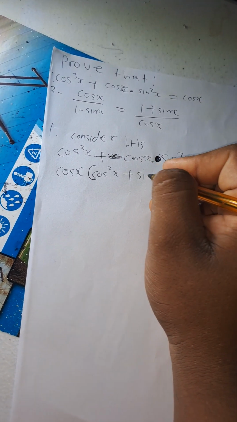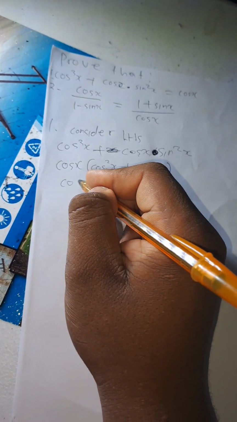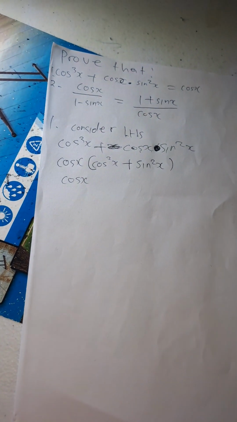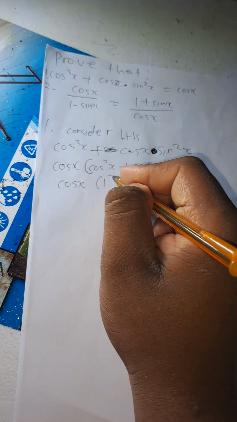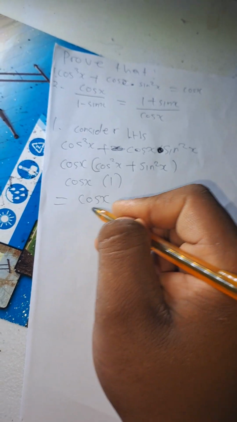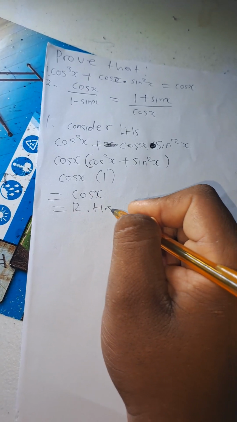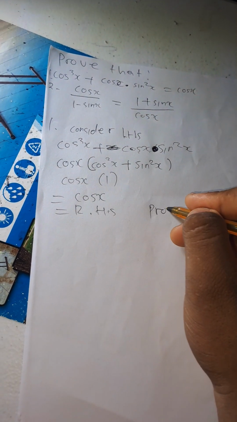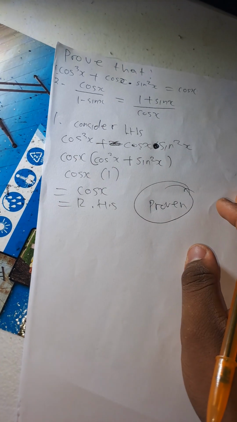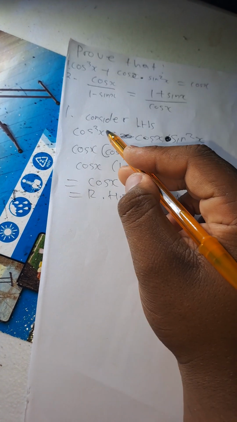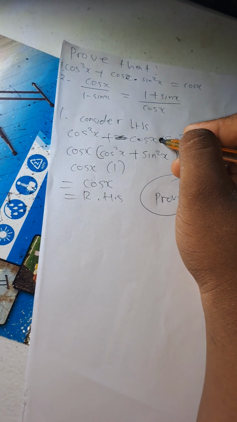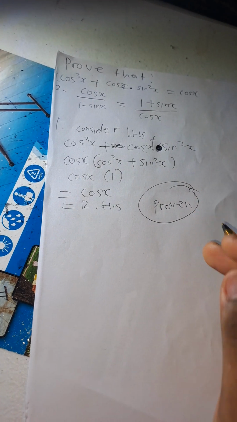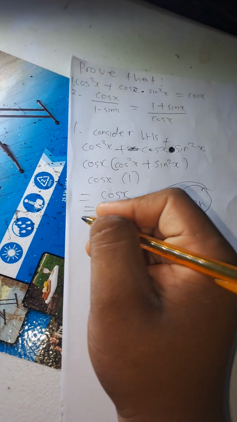So I'm going to be left with sine squared x, and then cos x times cos squared x plus sine squared x. Cos squared x plus sine squared x, it is what? It is 1. Remember the identity there. So I'm left with cos x, which is equal to the RHS. We are done. You see? Proven. We are done with this one. If this one is being added to another one, and this one is being multiplied to the other one, you check what's common. But if it was added to the other one, we were supposed to use another way.